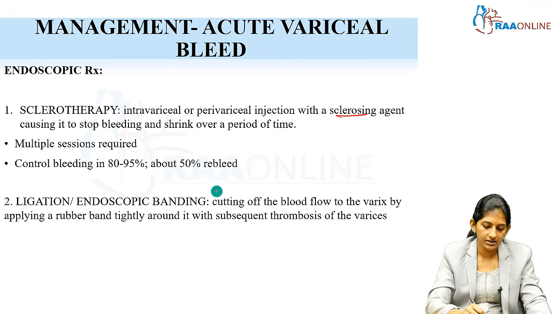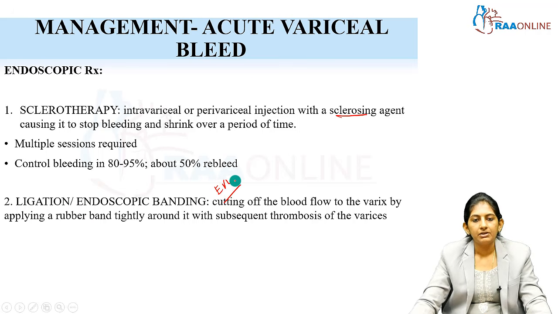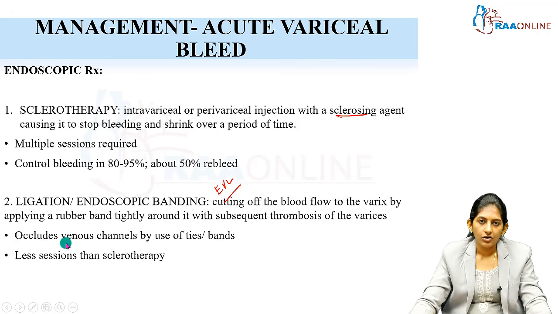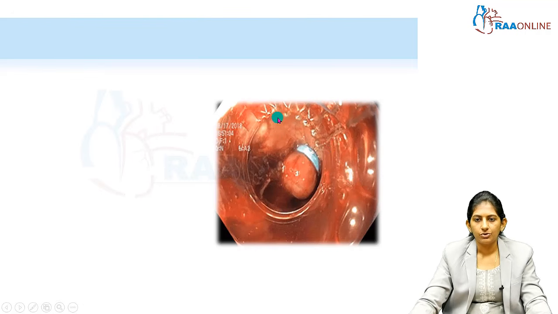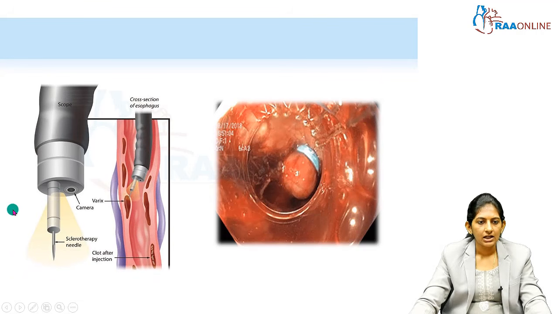So your EVL is the preferred procedure. It will cut off the blood flow to the varix, applying a silicone band tightly around it, which will cause subsequent thrombosis of the varices. It requires fewer sessions when compared to sclerotherapy and has fewer complications, making it the treatment of choice. Yeah, so you can look at the band here, endoscopic variceal banding done.